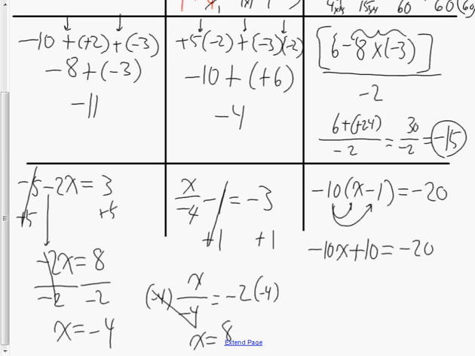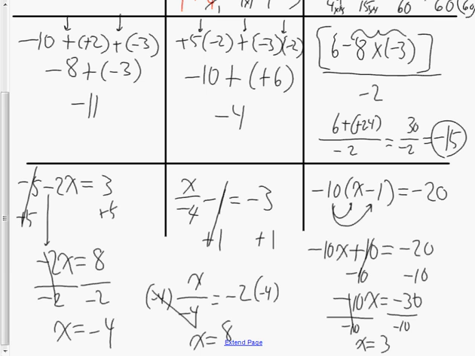I now have a two-step equation. I'll subtract 10 from both sides. I have -10x equals -30. Divide by my coefficient, and x will equal +3. Okay? So your answer is x equals 3.